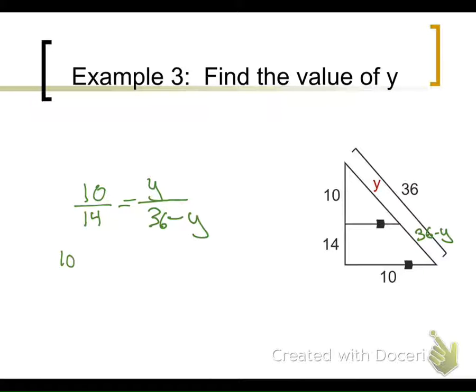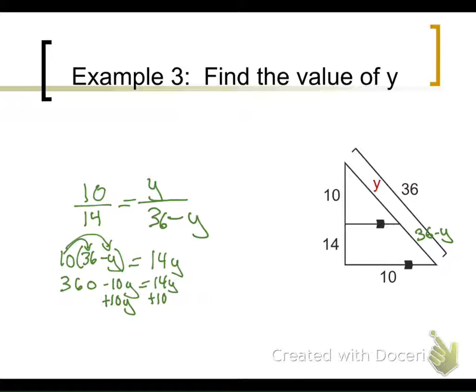I see that I have 10 times 36 minus y equals 14y. When you see those parentheses, even if they weren't originally on our denominator, we still have to put them there. I now have to distribute. Bam, bam. I see I have 360 minus 10y equals 14y. Yep, we got to combine like terms, which means I'm adding 10y.